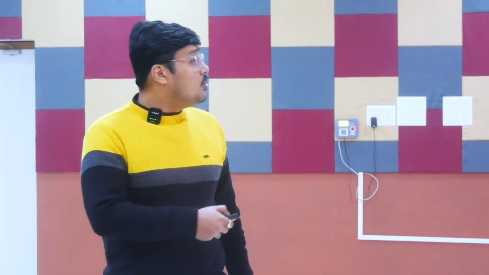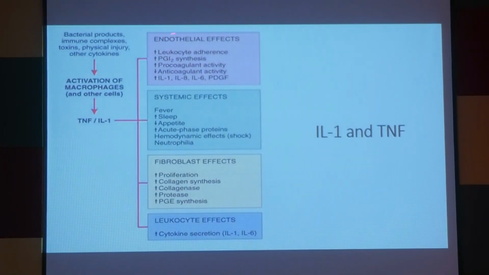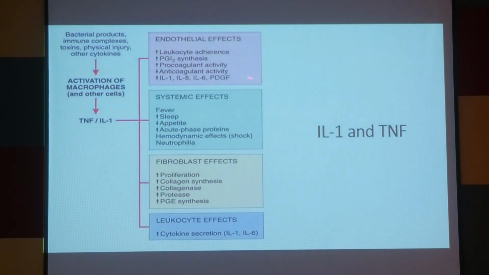Okay, so leukocyte adherence is most important. Endothelial effect: the interleukins increase leukocyte adherence and increase prostacyclin synthesis, or PGI2 synthesis. Okay, so this is one of the eicosanoids. So they increase the production of prostacyclin.